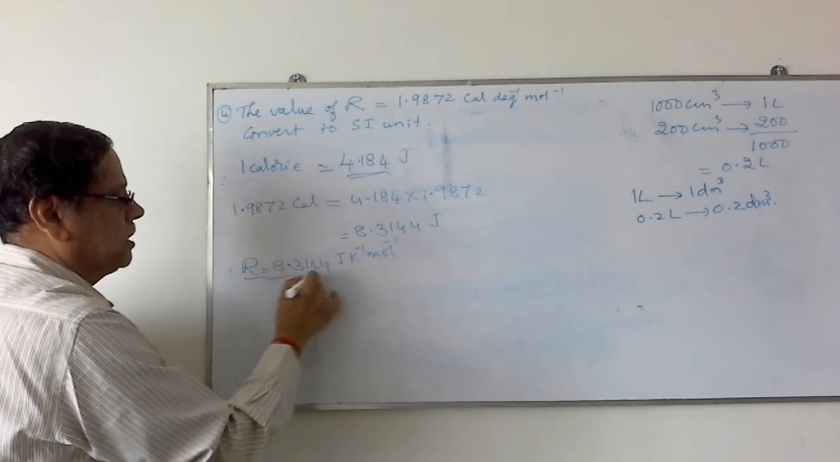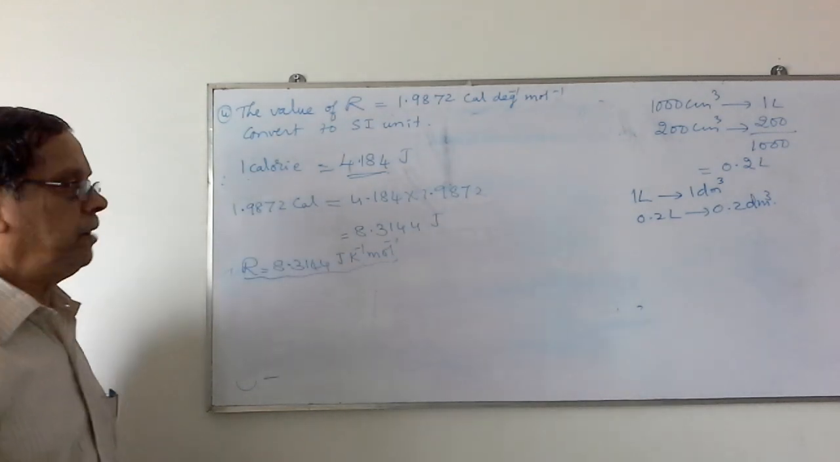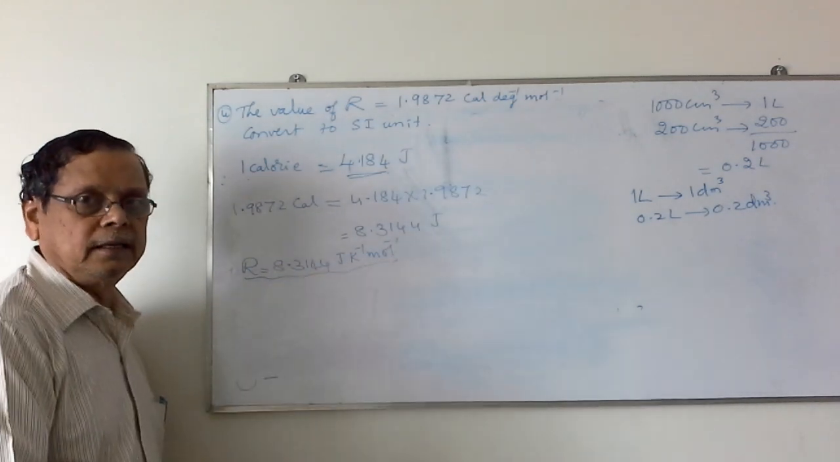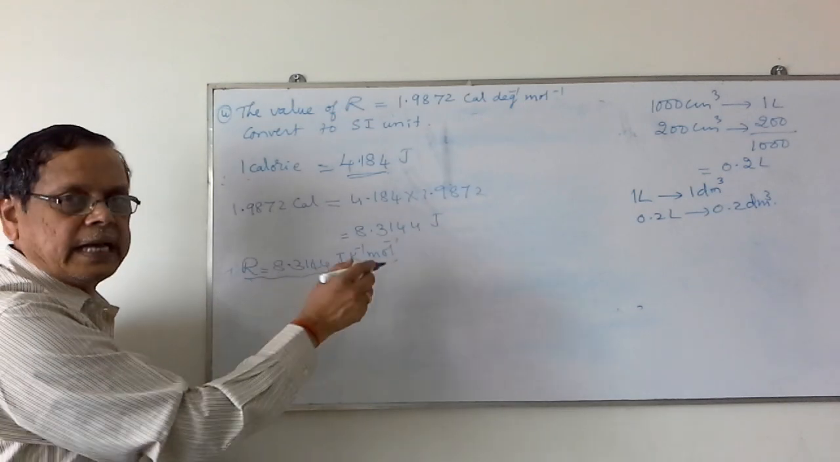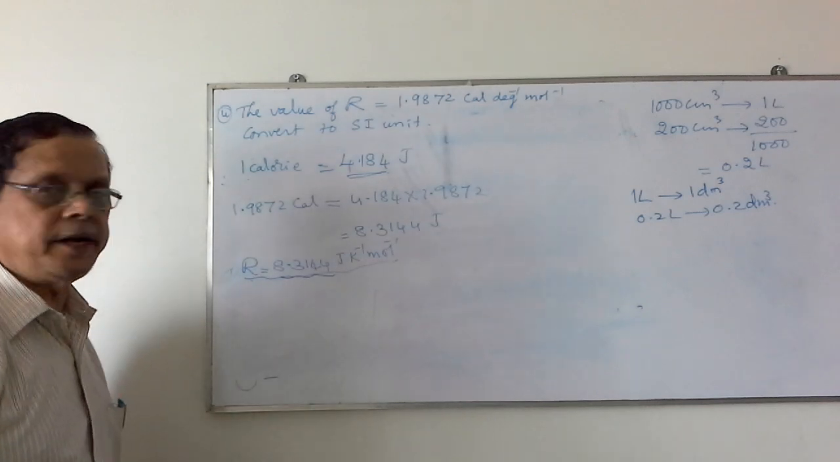That is the universal gas constant. This you will come across in the gaseous state chapter, where we have that PV is equal to nRT, where R is called the universal gas constant. Its value in SI system is 8.3144.